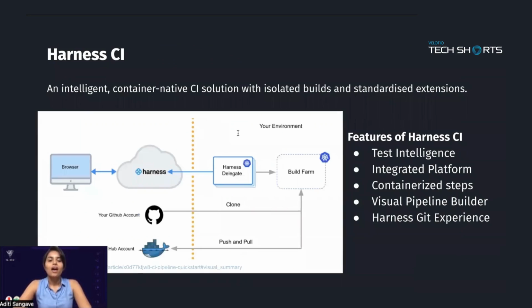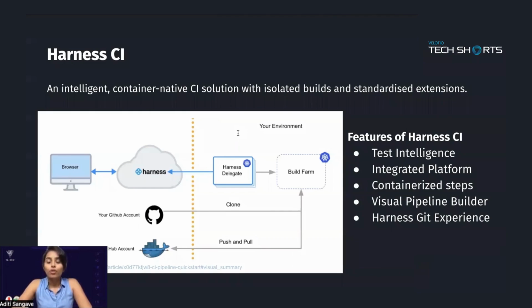Harness CI. It's an intelligent container native CI solution with isolated builds and standardized extension. The diagram shows how our simple CI/CD pipeline will look like. Harness Delegate will be installed in the same cluster as the build farm, which is actually your own infra or environment. The first step is to add a stage in Harness to clone your code base using connectors.